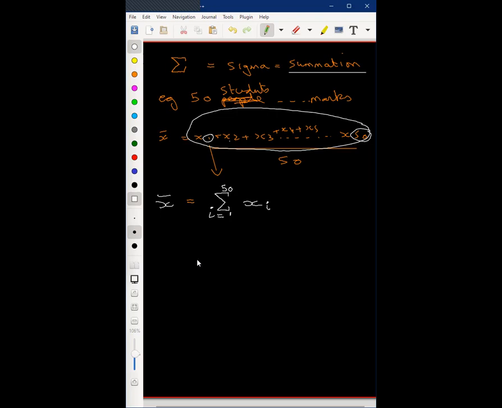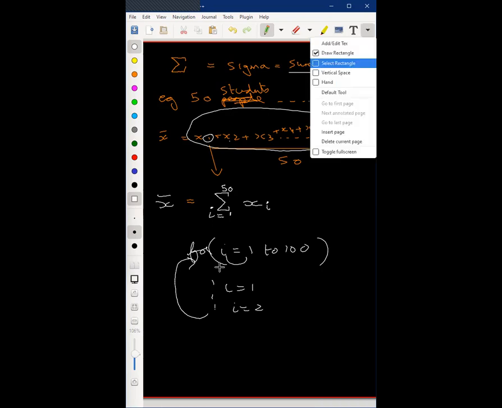Anyone's done computer programming or looked at computer programming? When we use loops, we do something like for I is equal to 1 to 100. Each time I takes a value from 1 to 100. So I will first become 1. It will do this. Then it'll go back here. I will then become 2 and so forth. Same thing we're doing here.